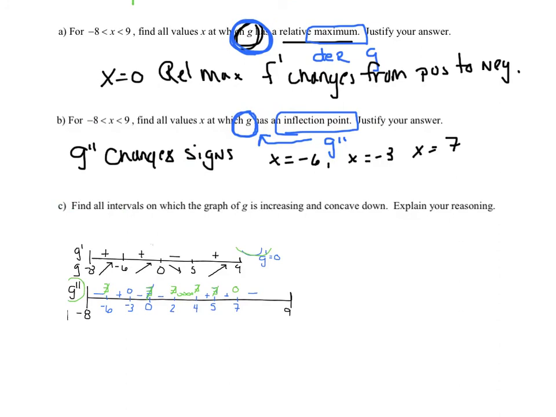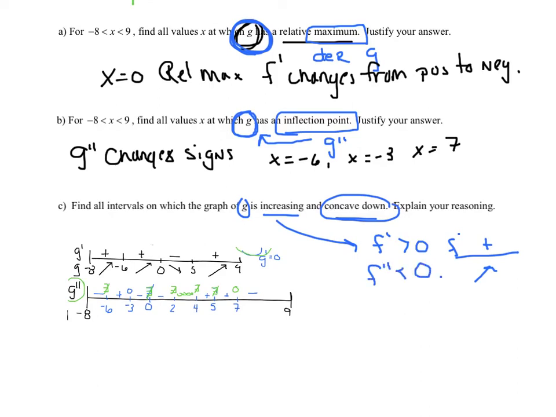Part C says find all intervals on the graph where G is increasing and concave down. So let's start with the first word. Increasing means f prime is greater than 0. If you picture a sign chart, you're increasing when you have a positive value here. So f prime has to be positive, greater than 0. Concave down talks about the second derivative, so f double prime has to be less than 0.